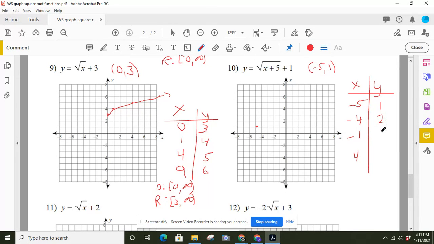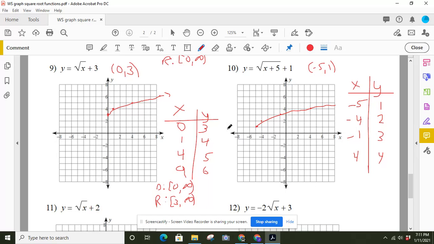Again, since a is 1, these should all go up. This should be 3. This should be 4. But let's just double check, plug in 4. 4 plus 5 is 9. Square root of 9 is 3. 3 plus 1 is 4. All right, so we can plot these points. Negative 4, 2. Negative 1, 3. 4, 4. And we have our graph.